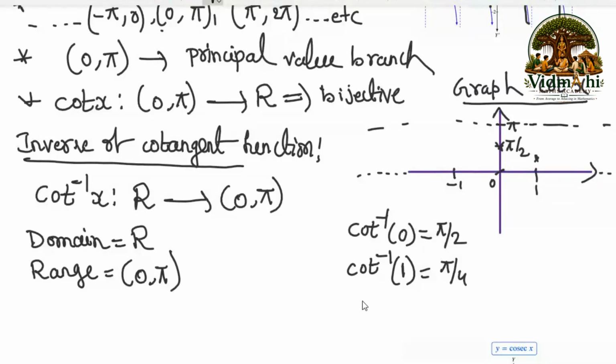Now where the cot inverse value is -1, 135 degrees. 135 degrees is in between pi by 2 to pi, correct. 135 degrees is here. So at here the value is -1. Now if you join all these points, you will get the graph like this. So this is the graph of the cot inverse function.